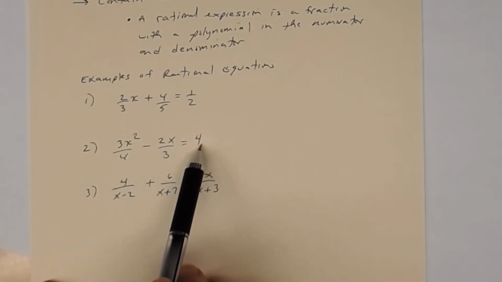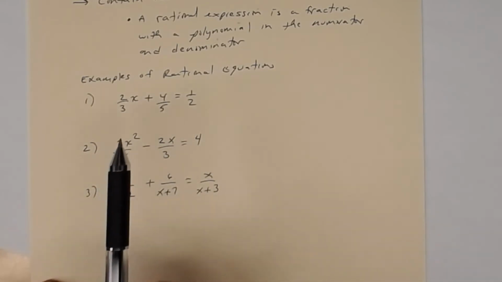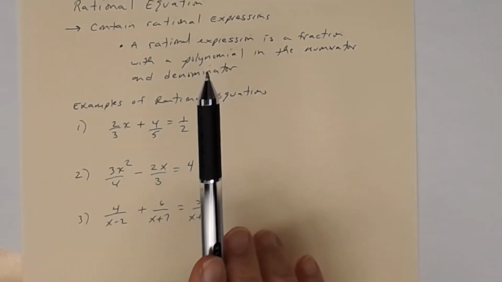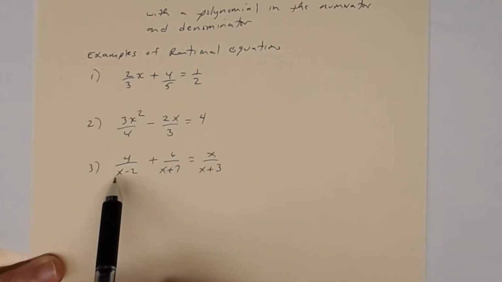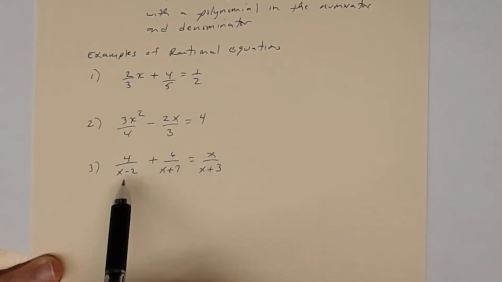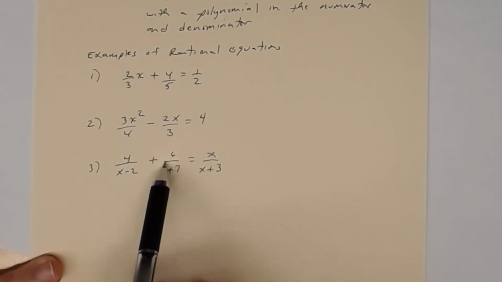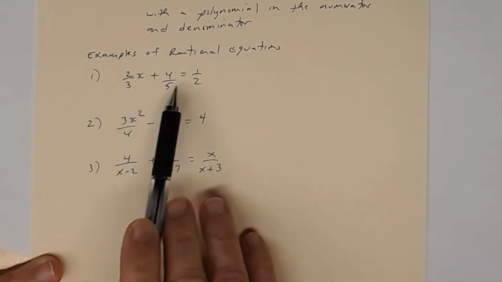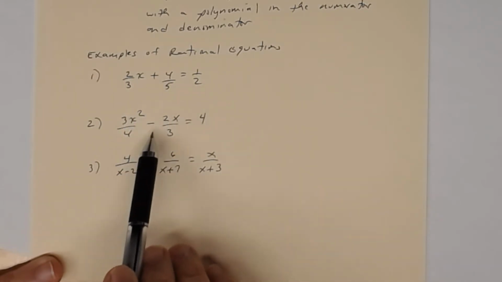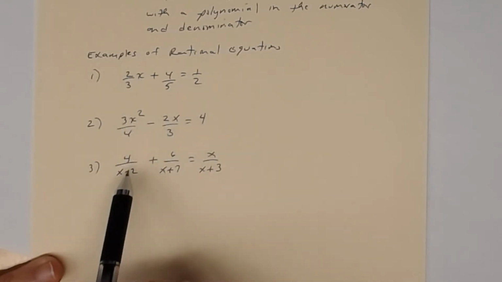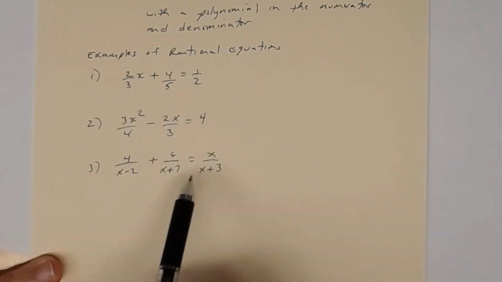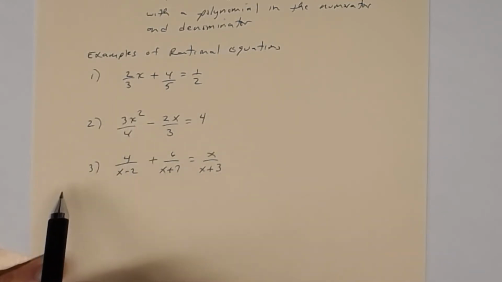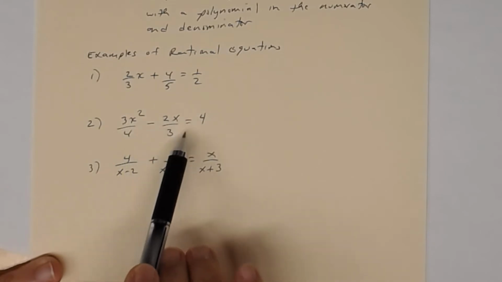And some people will think of 4 as 4 divided by 1 as well. But when students think of rational equations, what comes to mind is an equation where you have a rational expression, at least one of them, that contains a variable in the denominator. See, these rational equations did not contain variables in the denominator. This one does. And that's what students think of when they think of rational equations. But these are rational equations as well. They just don't have variables in the denominator.